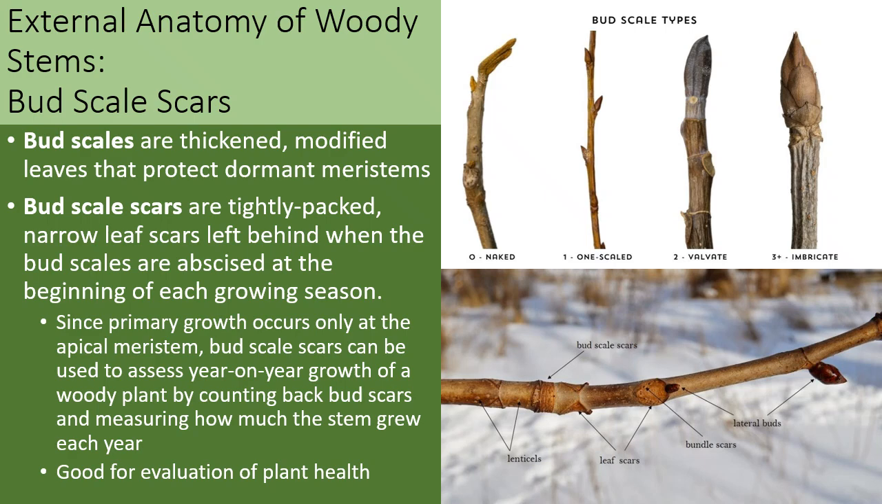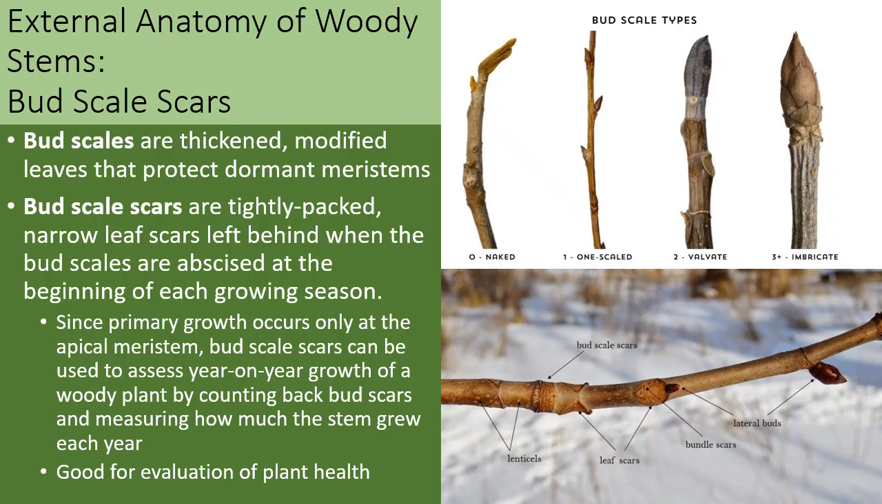So if you want to figure out how much primary growth a tree did in a certain year, you can measure the distance between the current bud scales and the bud scale scar to say, oh, okay, this branch grew 6 inches this year, or this branch grew 10 inches this year, right? And then you can count from that bud scale scar back to the older bud scale scar to figure out how much it grew the year before that, right?